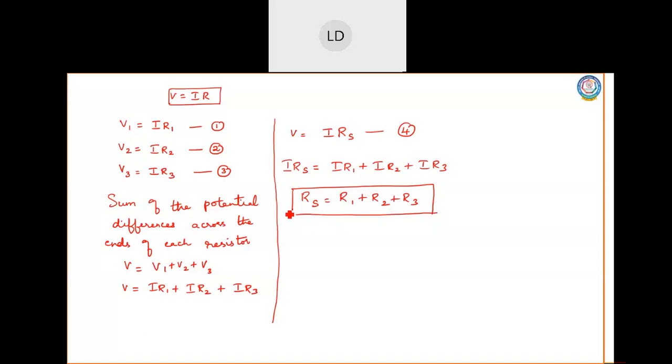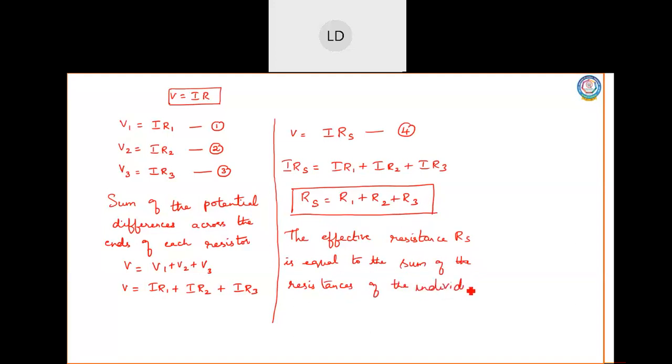Suppose now this diagram, now let me write it, the effective resistance, it is nothing but Rs, is equal to the sum of the resistances of the individual resistors. Okay, is it clear?